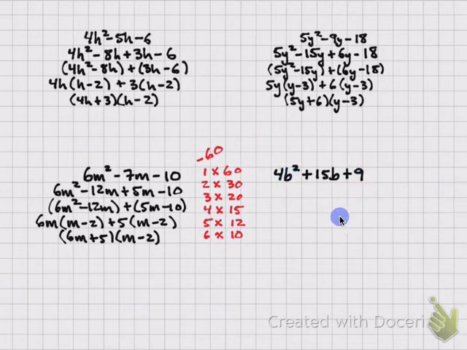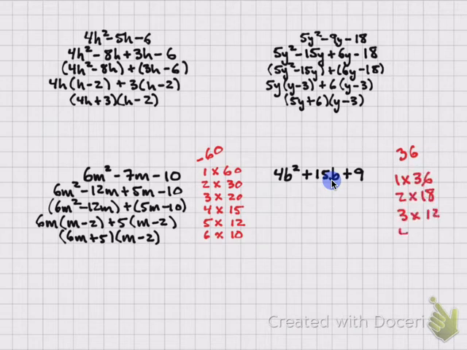And what we need to do is find two multiples of 36 who will add up to 15. So I'm thinking, what are the multiples of 36? 1 times 36, 2 times 18, 3 times 12, 4 times 9. Of course, these could be either both positive or both negative. Is there a pair of factors of 36 who will add up to 15? Yes, positive 3 and positive 12. So we can rewrite this polynomial now as 4b squared plus 3b plus 12b plus 9.